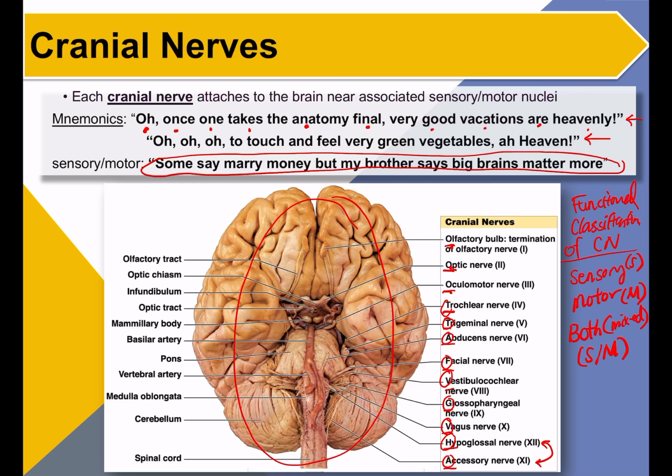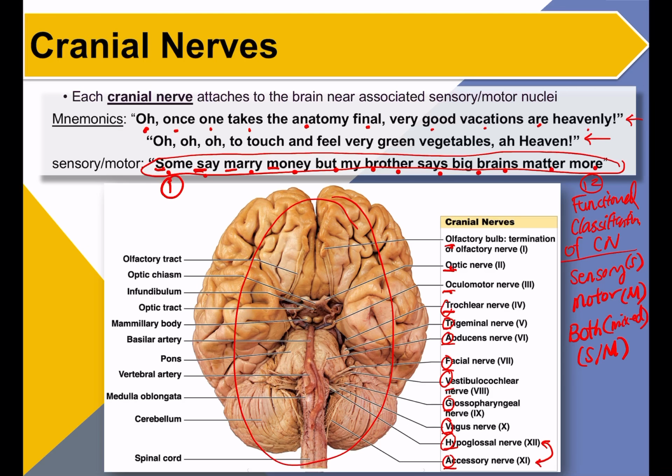So if we go down in order from cranial nerve 1 to cranial nerve 12, the first letter of these words is what tells me whether it is a sensory cranial nerve, a motor cranial nerve, or a mixture cranial nerve, a bit of both. So some say marry money, but my brother says big brains matters more.